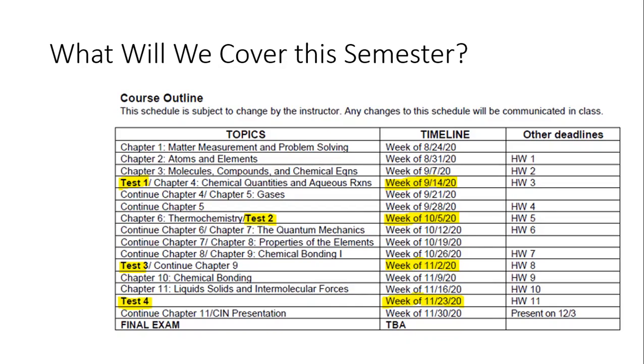Here you can see he has plotted out when the exams will be held. In other words, exam 1 will be held during the week of September 14th, and exam 2 will be held during the week of October 5th. And when the homework assignments are due. For example, homework 1 is due the week of August 31st, etc. You can also see that Dr. Y has the group presentation due on December 3rd. This schedule is really helpful because you can use this to plan ahead for your semester.